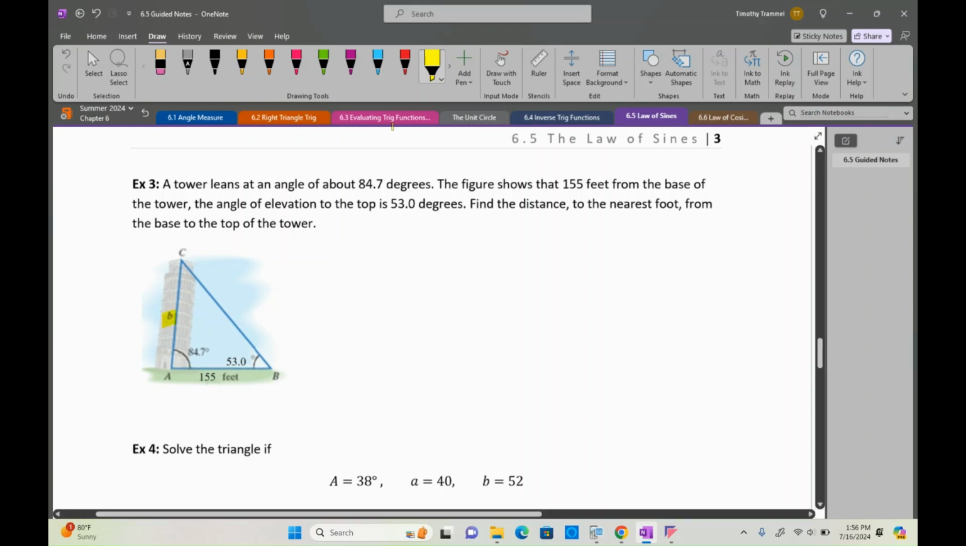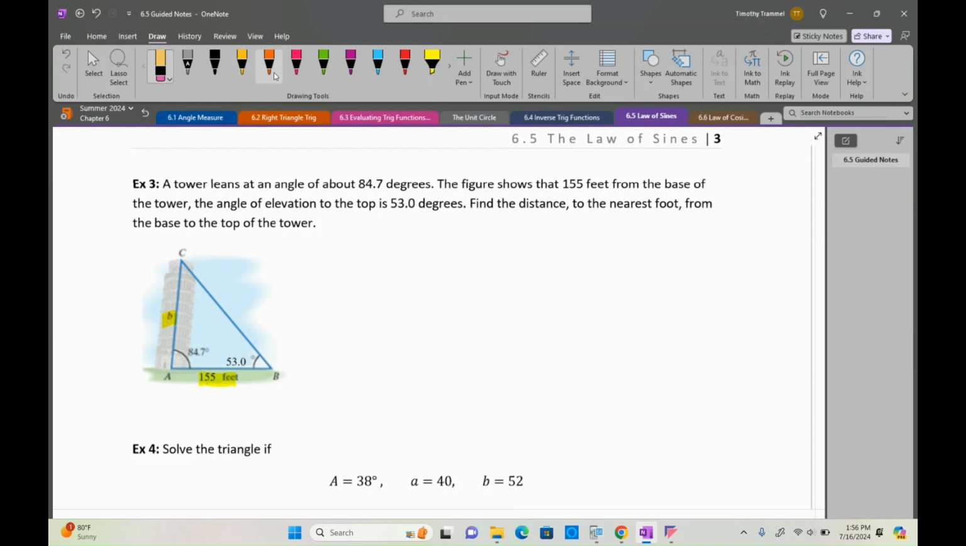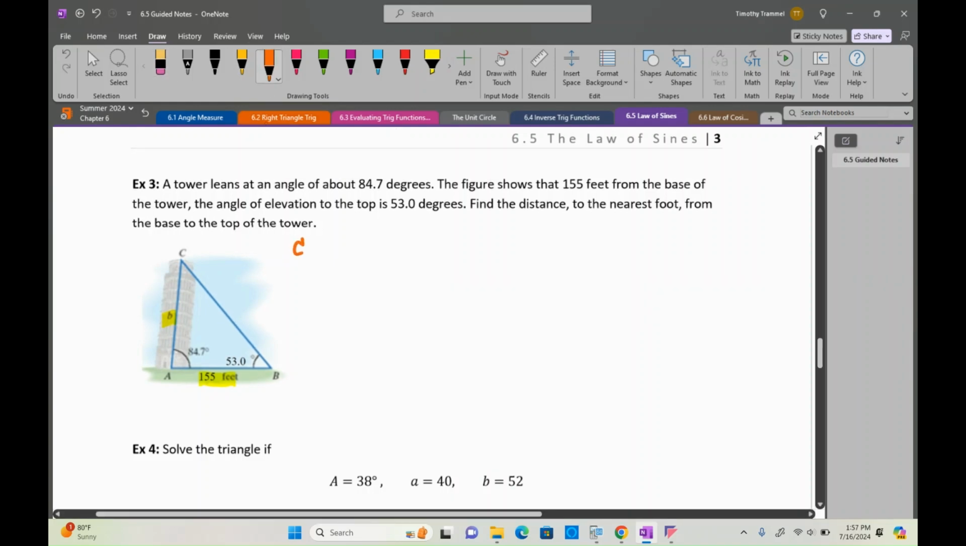And another thing that we would hope for, as I've mentioned in the past, is that we would have a side length and a corresponding angle. At first glance, it looks like we are missing the angle C, but they've given us enough information to figure out what C is equal to. This is a triangle, so all three angles should add up to 180. So to find big C here, we should just be able to do 180 minus 84.7 and then minus 53.